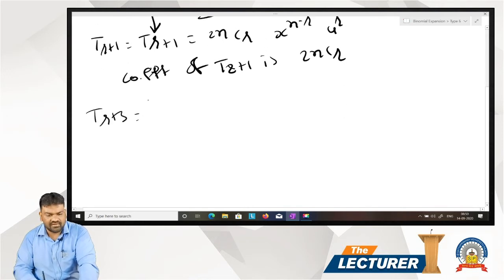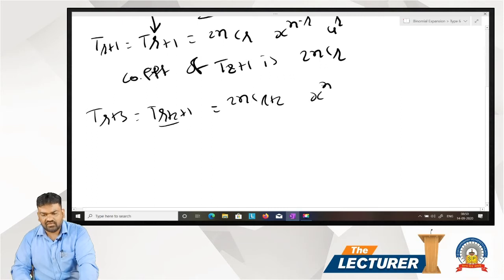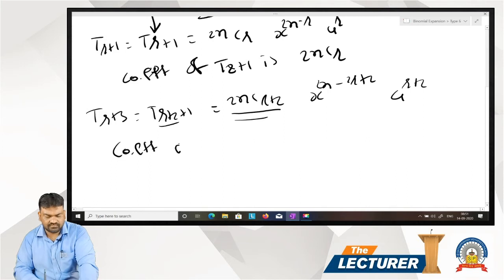Second, the (r+3)th term, T(r+3), that is T(r+2+1). So r is equal to r plus 2, 2nC(r+2), x raised to 2n minus r plus 2, a raised to r plus 2. Here is the coefficient of the term, so the coefficient of T(r+3) is 2nC(r+2).